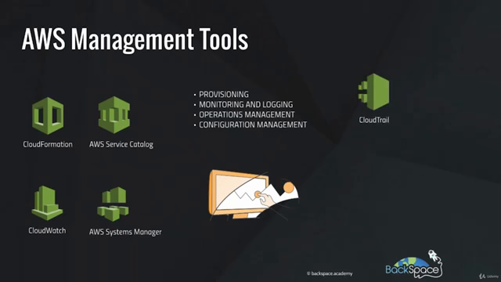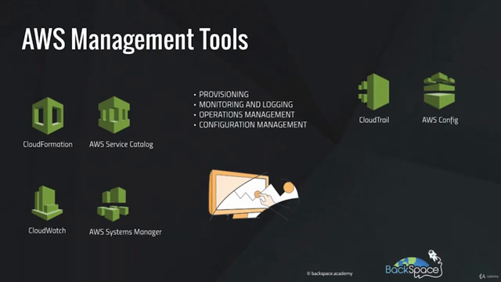AWS CloudTrail monitors and logs AWS account activity, including actions taken through the AWS Management Console, the AWS software development kits, the command line tools, and other AWS services. So this greatly simplifies security analysis of the activity of users of your account.